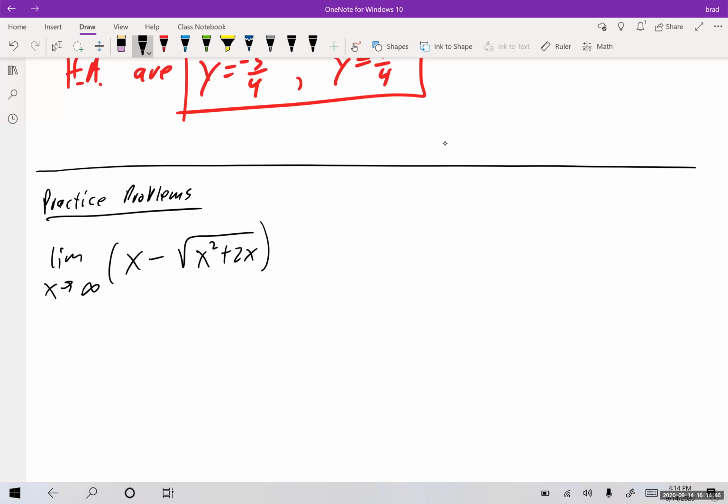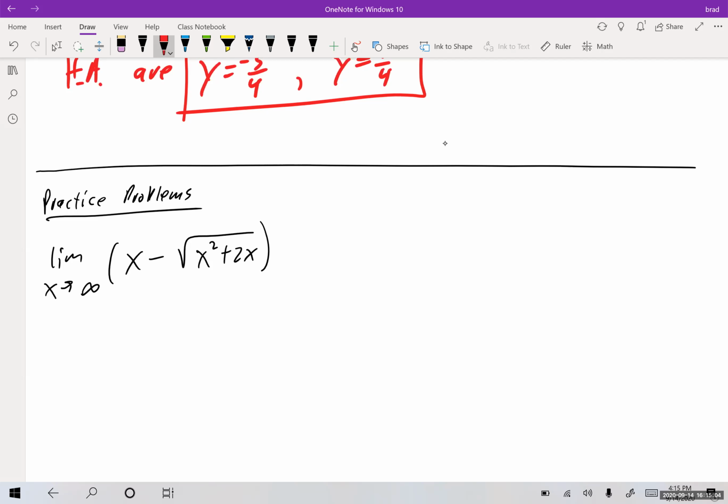Now, if we try to plug infinity into this, we would get infinity minus infinity, and that is not 0. We don't know what that's actually going to be. I mean, I guess it could be 0, but we don't know for sure. This is something that we're not going to deal with. We don't want to have to mess with that. So we want to do some fixing.